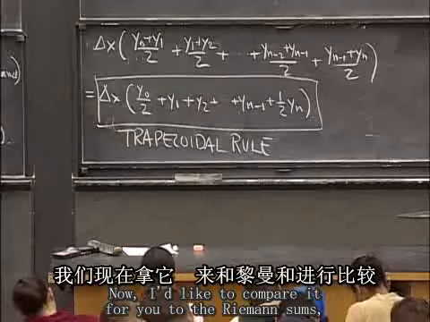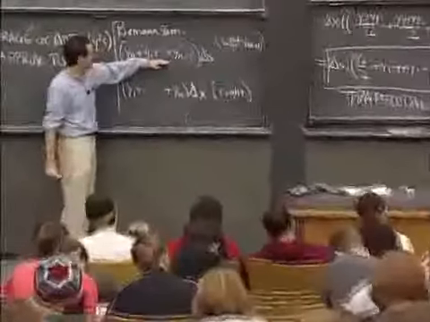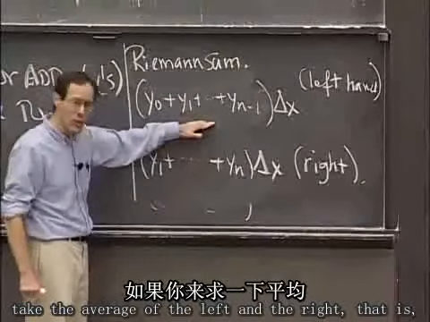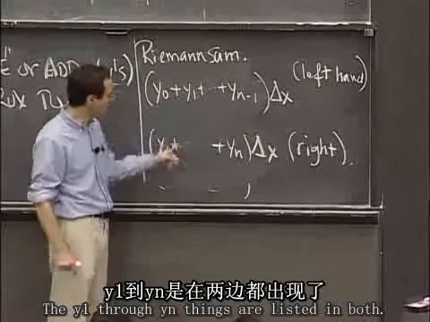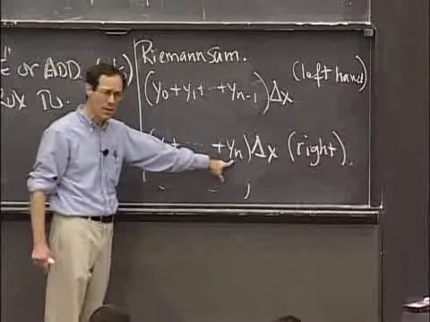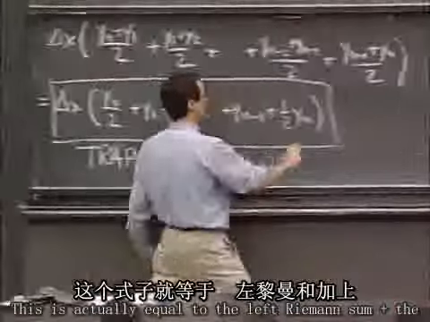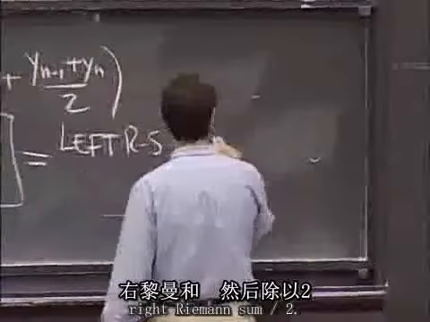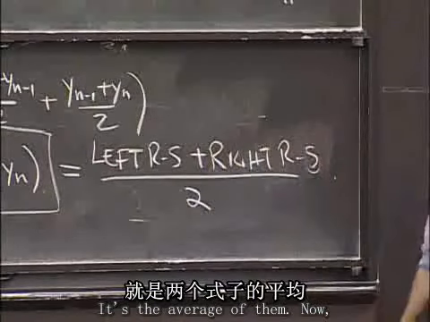Now, I'd like to compare it for you to the Riemann sums, which are sitting just to the left here. Here's the left one, and here's the right one. If you take the average of the left and the right, that is a half of this plus a half of that, there's an overlap. The y1 through yn things are listed in both, but the y0 only gets counted a half, and the yn only gets counted a half. So this is the symmetric compromise between the two Riemann sums. This is actually equal to the left Riemann sum plus the right Riemann sum divided by 2. It's the average of them.